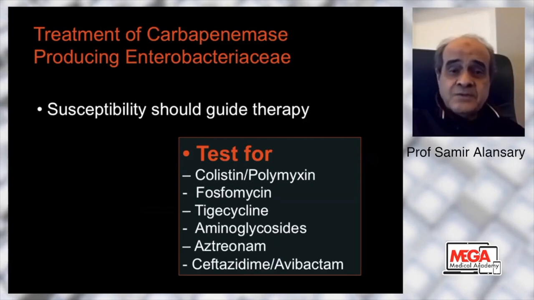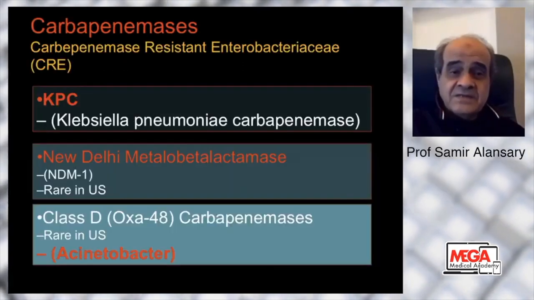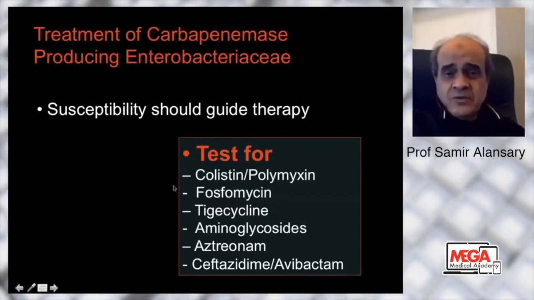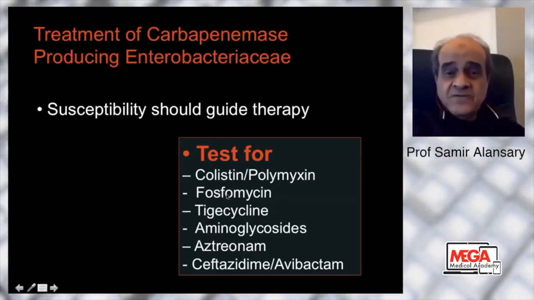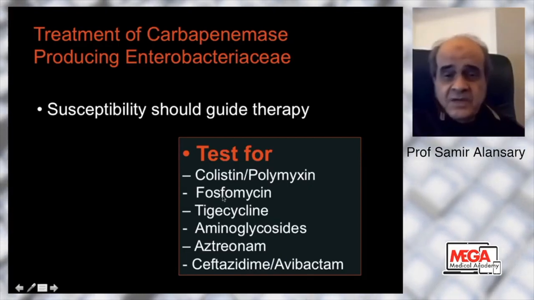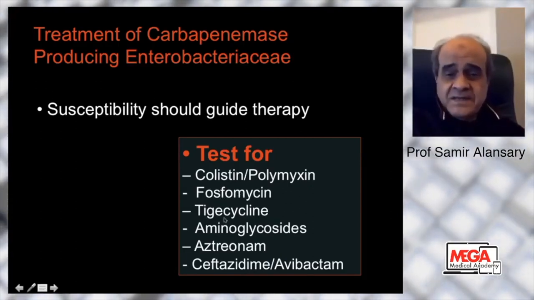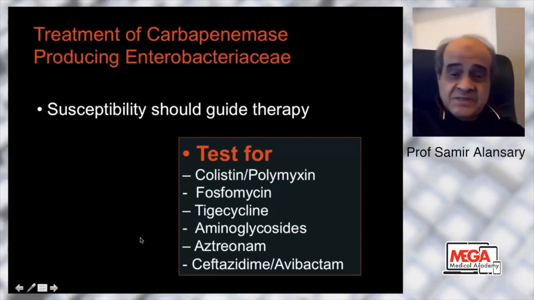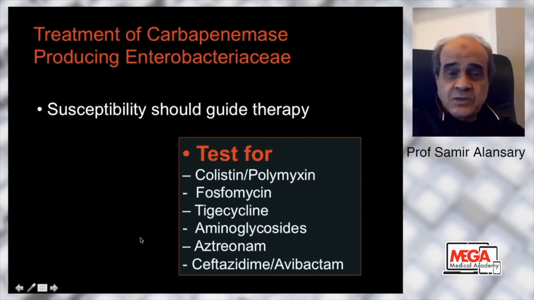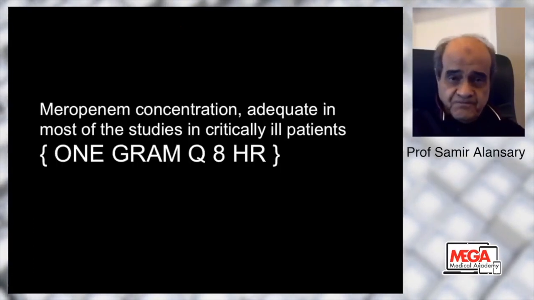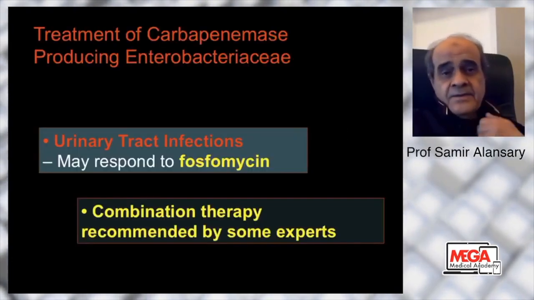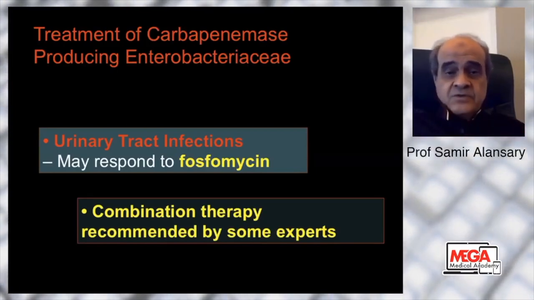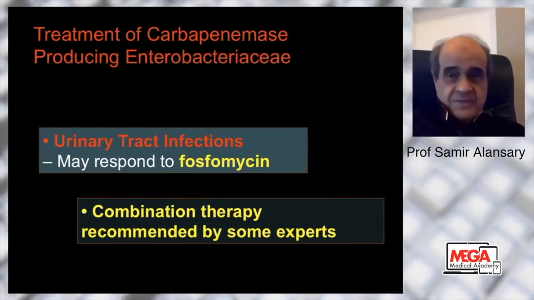Of course, for Acinetobacter and the other organisms such as New Delhi and the drugs which are very highly resistant, we can use colimycin or colistin or polymyxin or fosfomycin, especially for urinary tract infection, and tigecycline, aminoglycosides, imipenem, and ceftazidime-avibactam, which is a combination of a 7th and 6th generation cephalosporin. In urinary tract infections, you can use nitrofurantoin and fosfomycin, or you can use combination therapy recommended by some experts.